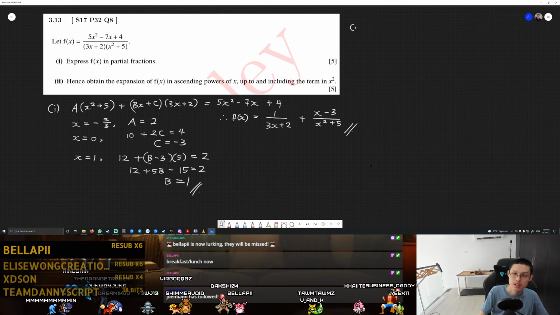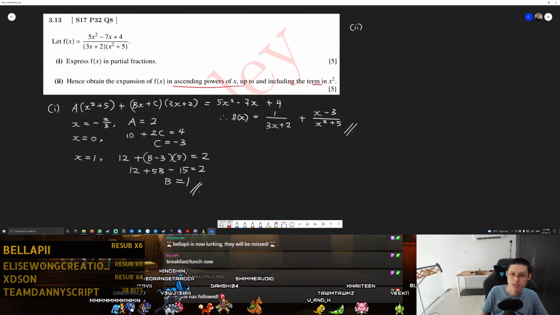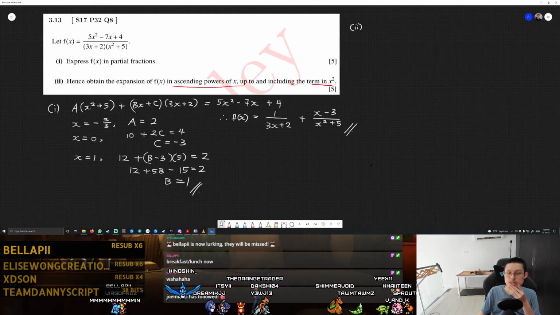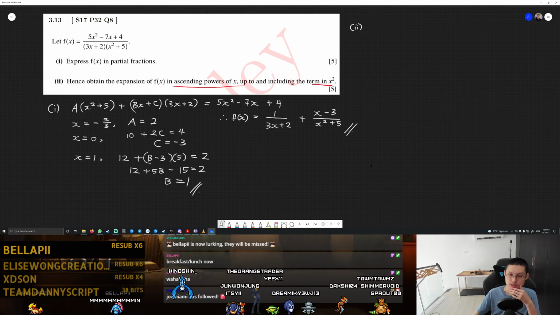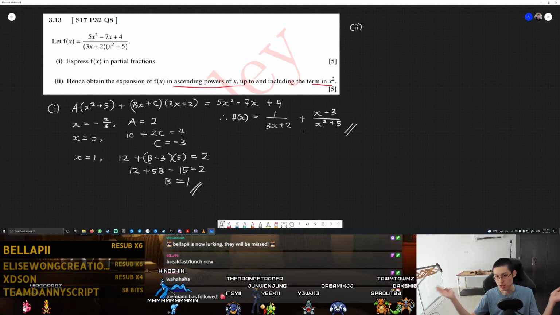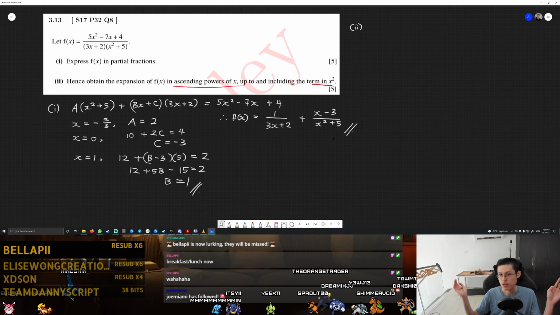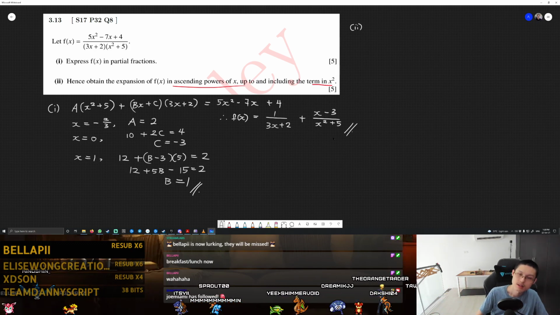Obtain the expression in ascending powers of x up to and including the term x squared. So, how do we do this? They want you to expand. And you can see there are 2 terms over here. So you have to expand the 2 terms, and then you have to combine them, and you have to include up to x squared. Get rid of the other terms.